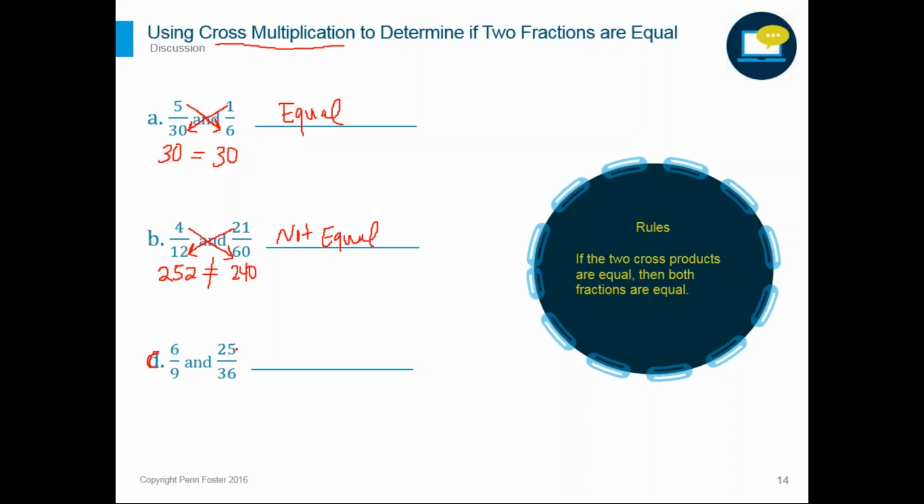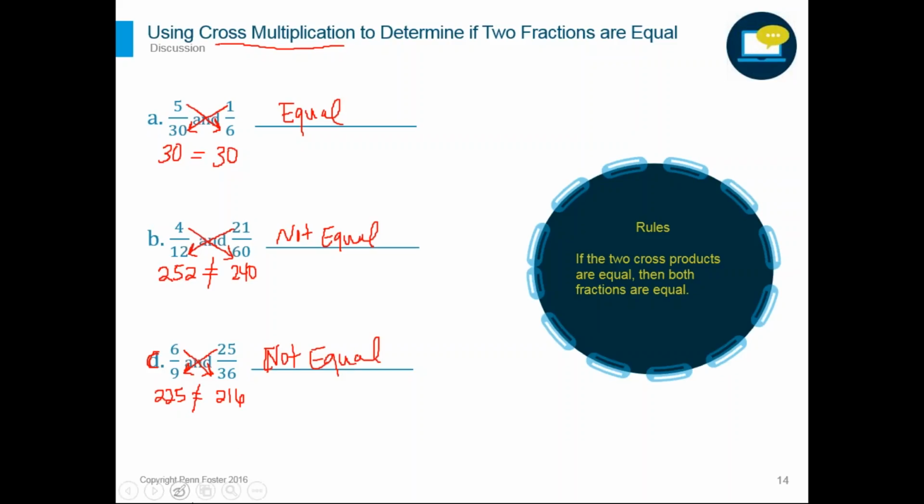The same thing with C: 6 over 9 and 25 over 36. I have no idea until I do the cross multiplication test. Cross multiply and cross multiply. 25 times 9 will give you 225, and 6 times 36 will give you 216. And these products are not equal, then the fractions themselves are not equal. Any questions? I guess it's too easy, right?